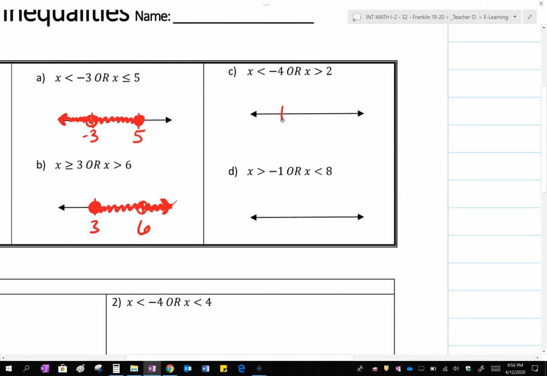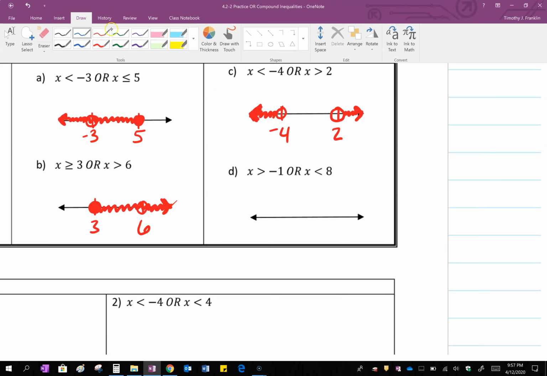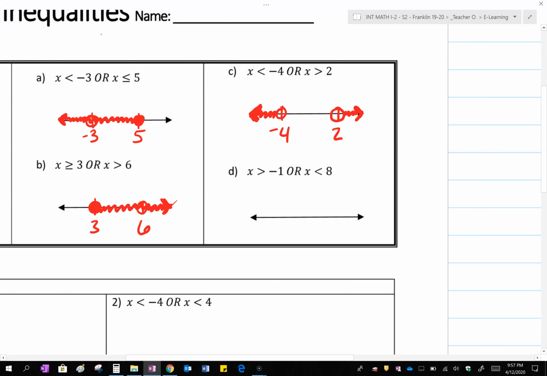Moving on. Less than -4 or greater than 2. Less than -4 is open to the left, and greater than 2 is open to the right. Okay, these did not overlap. That's also okay. Remember, what we're graphing are the possible solutions. So what this means is all the numbers less than -4 or greater than 2 make this inequality true. So it doesn't matter if they overlap or not. We're just putting them on the graph.